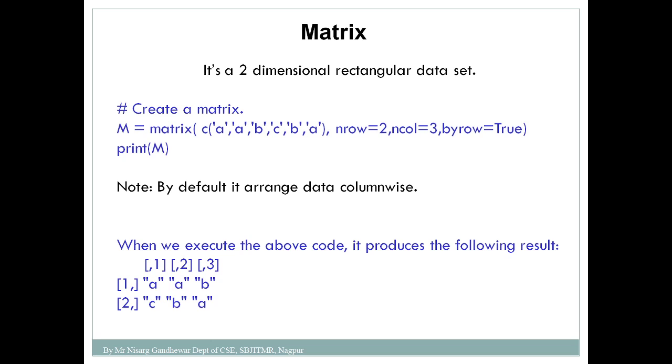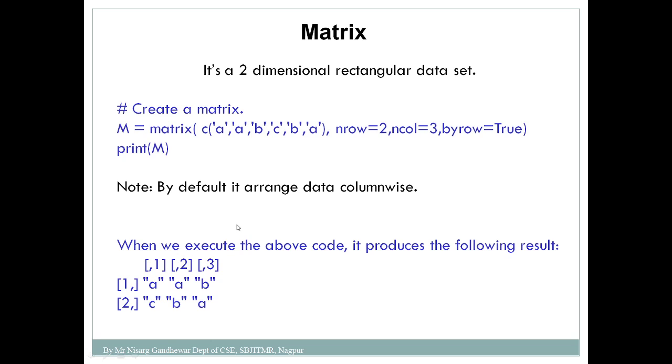By default it arranges the data column-wise. Suppose I am not specifying byrow equals TRUE, by default it will arrange all the data in that vector column-wise. So once you execute this, you will get output like this.